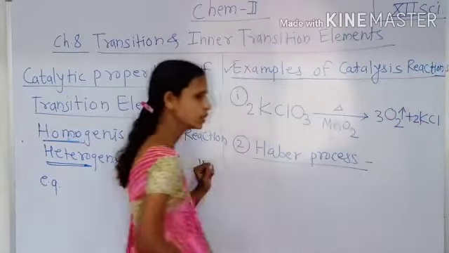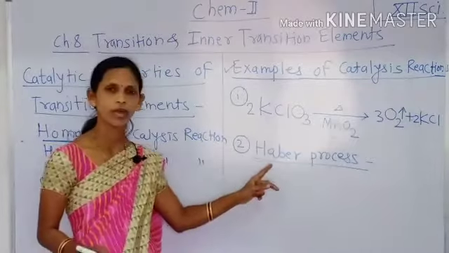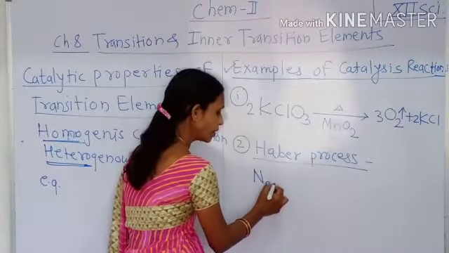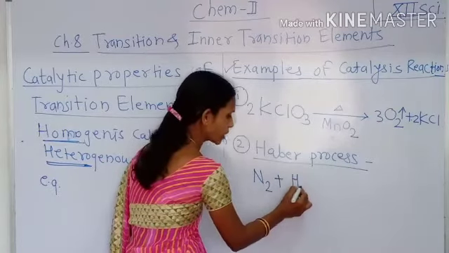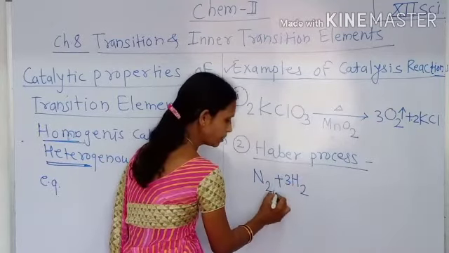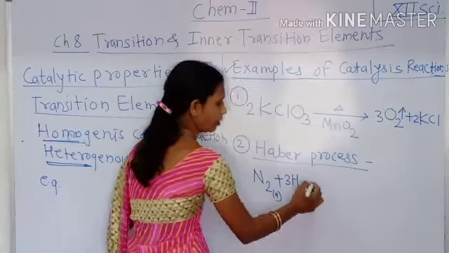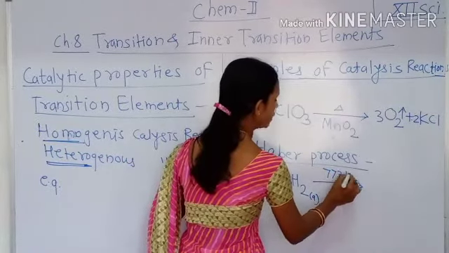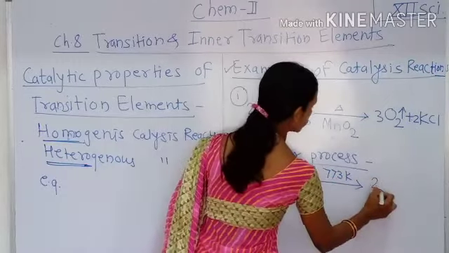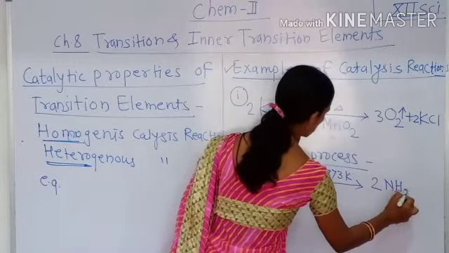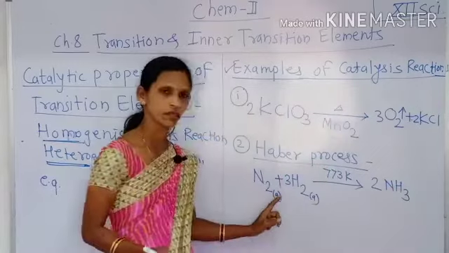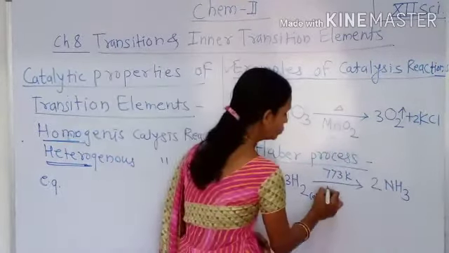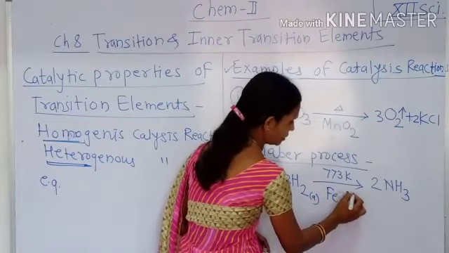Ammonia production takes place by the Haber process. Ammonia is formed when nitrogen gas reacts with hydrogen gas at 773 Kelvin, and here iron or molybdenum is used as a catalyst.